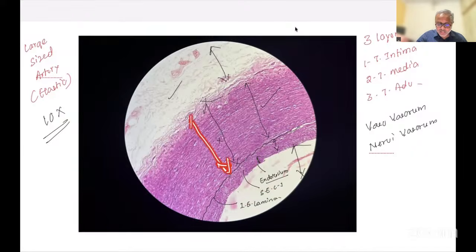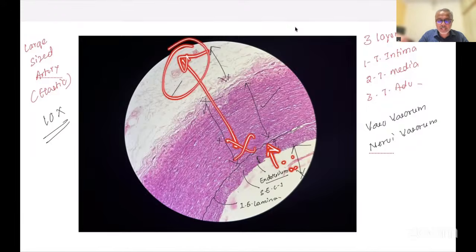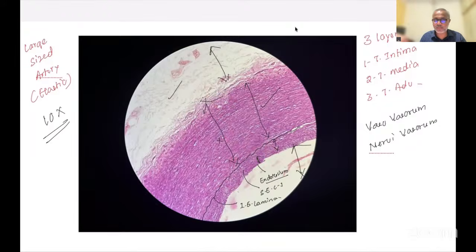The tunica media is made up of the wavy arrangement of 50 to 60 lamellae of elastic fibers. Interspersed between these, we can get a few smooth muscles, but the main component, remember, is the elastic fibers. The tunica adventitia is basically connective tissue, and this contains the larger blood vessels and nerves which supply the blood vessel. The blood flowing through the lumen can only supply the initial part of the tunica intima, whereas the rest of the area needs to be supplied by the vasa vasorum. This is the large-sized artery or elastic artery.